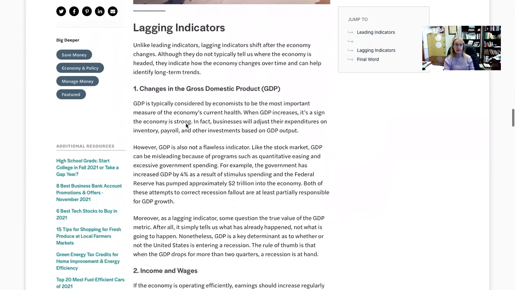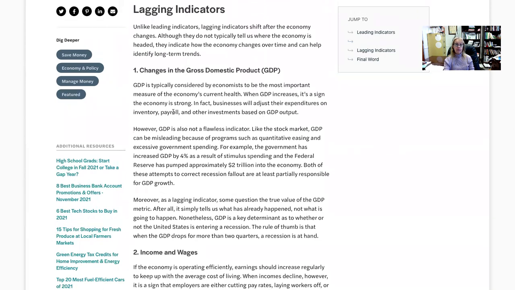Okay, let's look at some lagging indicators. Lagging indicators tell us what's happened. So if we look and see that GDP has increased, that means that the economy has gotten stronger. That's good news. If we see that GDP is decreasing, it could mean that we're going into a recession. So remember, two consecutive quarters of declining GDP would mean that we have gone into a recession. It's a lagging indicator because we don't know till afterwards.